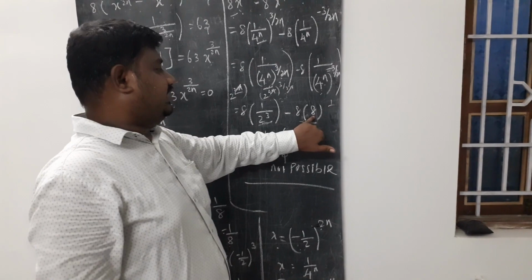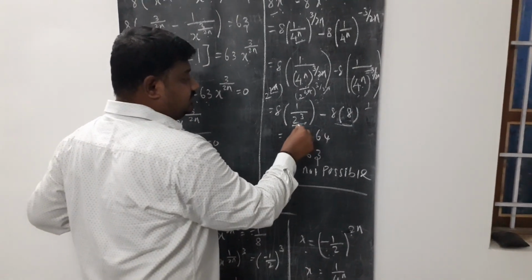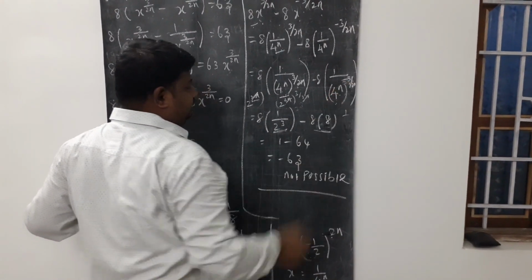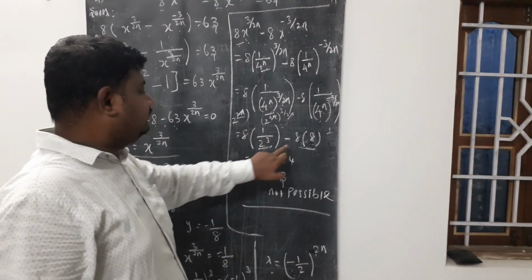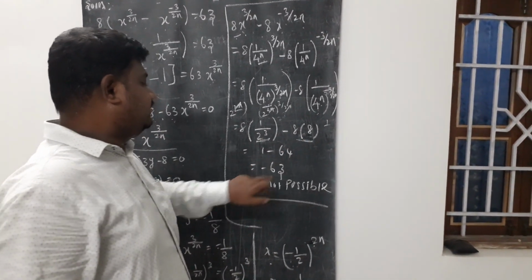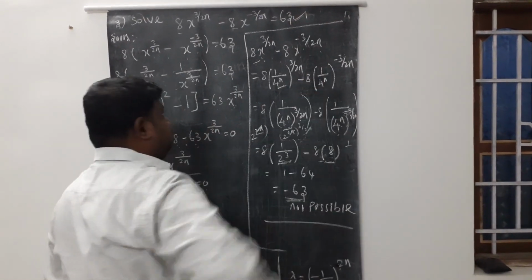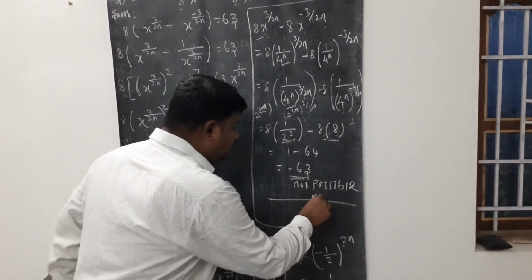Numerator 2 cube value is 8. That's why I am writing here numerator 8. Here the denominator is 8. Here the numerator is 8 because of the minus. So here 2 cube value is 8. So 8 cancels. So you get 1. 8 eights are 64. 1 minus 64 is equal to minus 63. The question given is plus 63. Here we are getting minus 63. Therefore it is not possible.